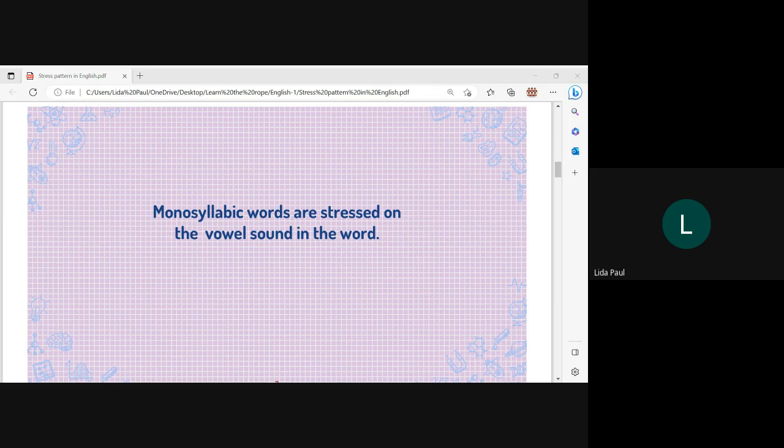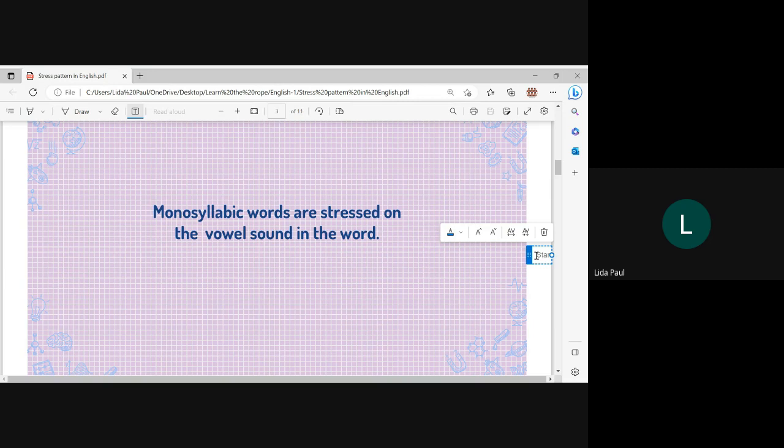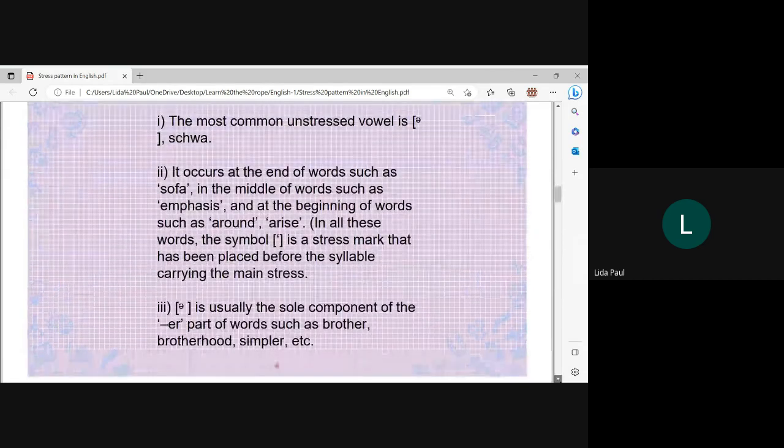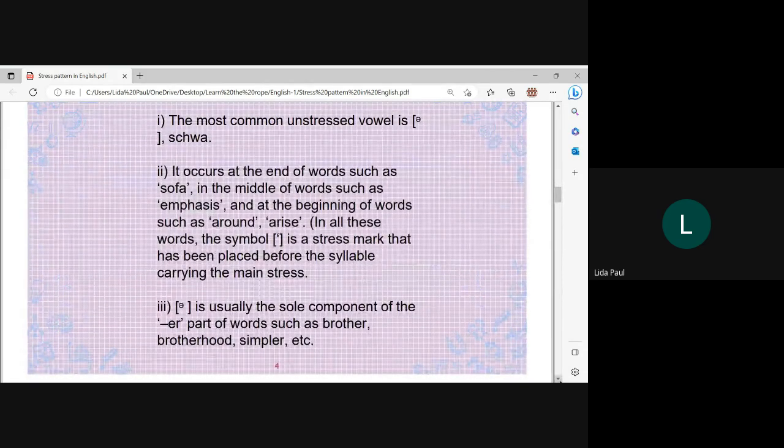Now, the rules or the descriptions of stress patterns mostly apply to words that are disyllabic and above, so more than that. Let's look at some of the general descriptions first, and then we'll go to the disyllabic ones. Look at the first one, the most common unstressed vowel. Usually all vowel sounds that we have are stressed, but there's one vowel sound that is not stressed, and that is the vowel sound schwa.